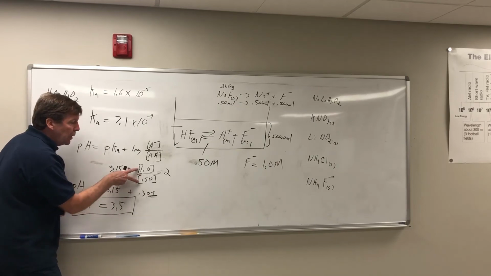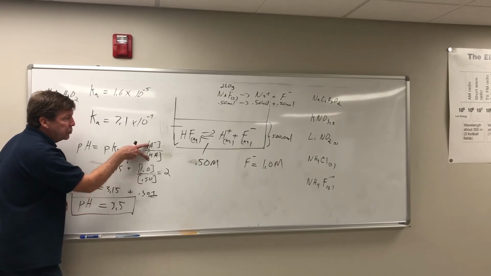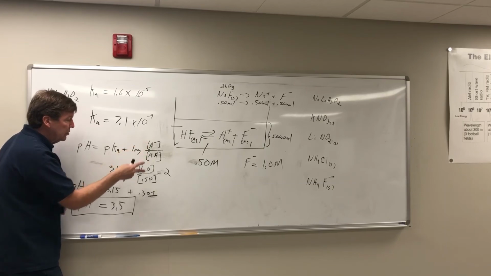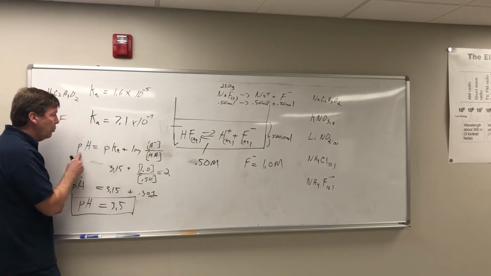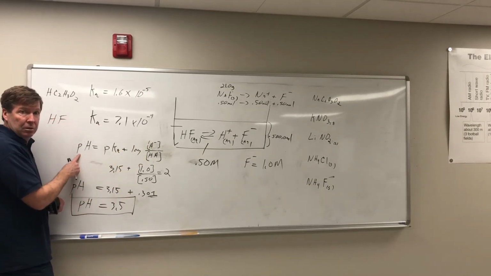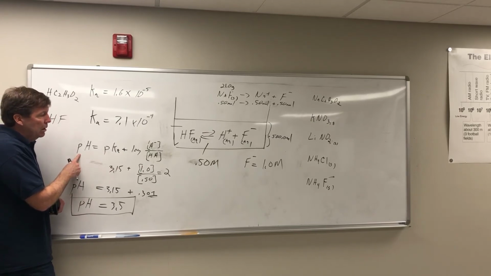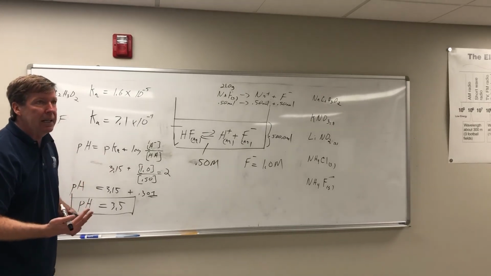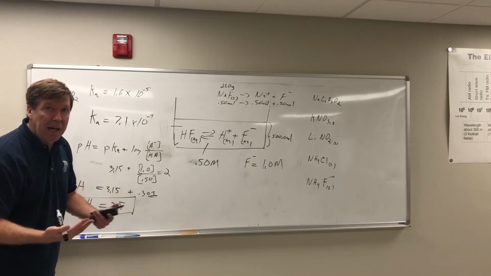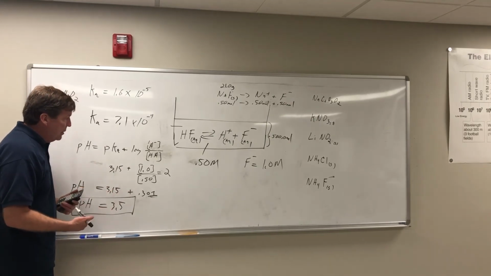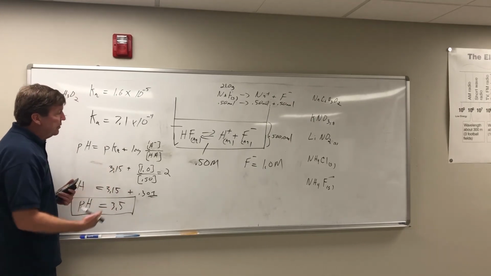What if this ratio is 1? If this ratio is 1, the log of 1 is 0, and then the pKa would equal the pH. So it's helpful to kind of keep those sign conventions in mind when you're using this equation.